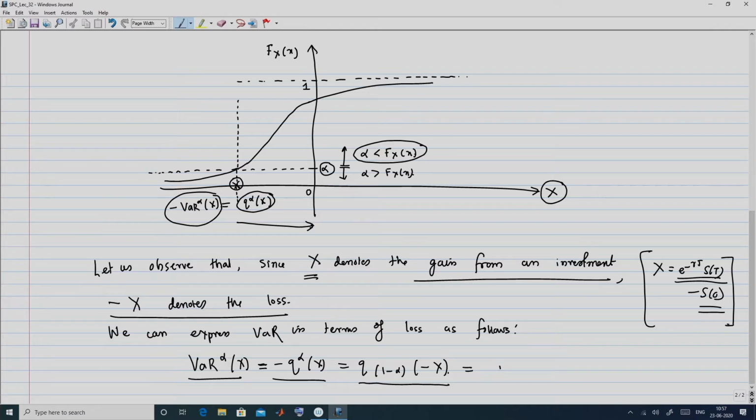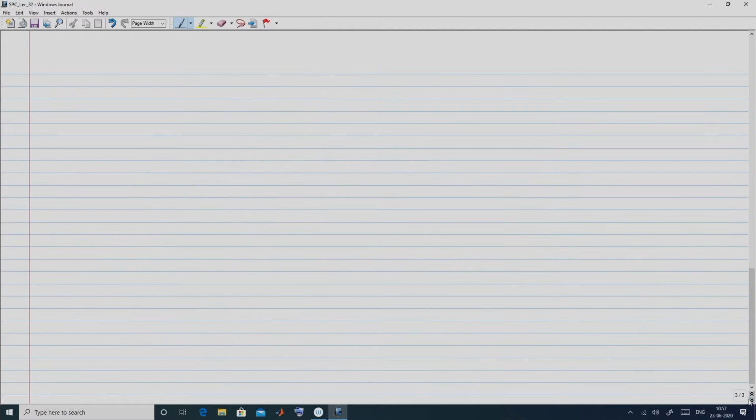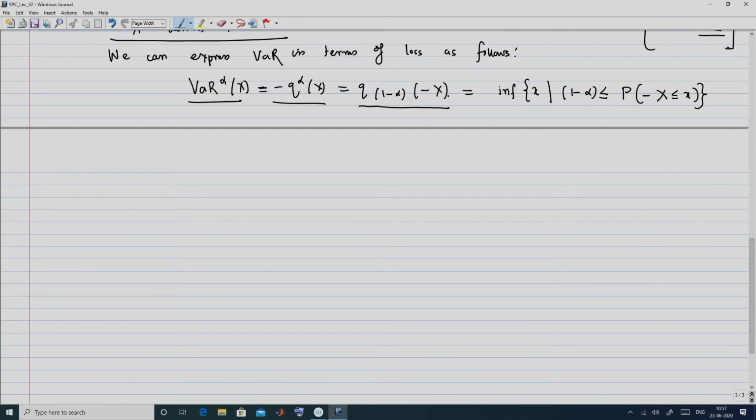lower quantile. So this by definition is the smallest value of x such that 1 minus alpha is less than or equal to the cumulative distribution function, or probability of the random variable minus x being less than or equal to little x. So this is an alternative form of writing VaR of x at alpha in terms of the loss variable. And this can be written as the smallest value of x such that probability of x less than minus x is less than or equal to alpha, right.